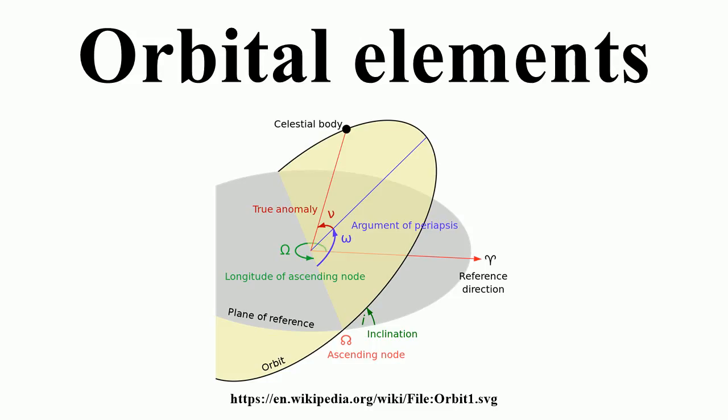The reference body is called the primary, the other body is called the secondary. The primary does not necessarily possess more mass than the secondary, and even when the bodies are of equal mass, the orbital elements depend on the choice of the primary.